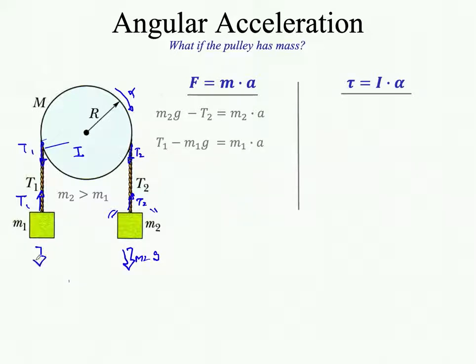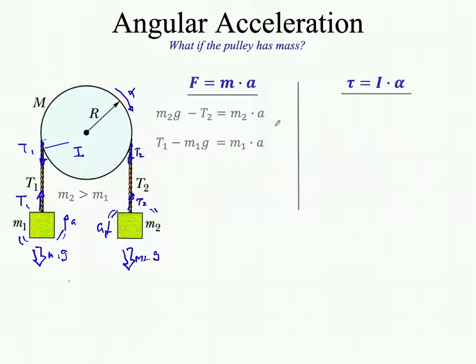Force of gravity on this one is m1 times g. But in this case, the tension must be larger because it's accelerating upward. We're told that mass 2 is bigger than that one. So T1 minus m1g equals m1, this mass, times its acceleration upward. They do have the exact same acceleration, but they have two different masses.